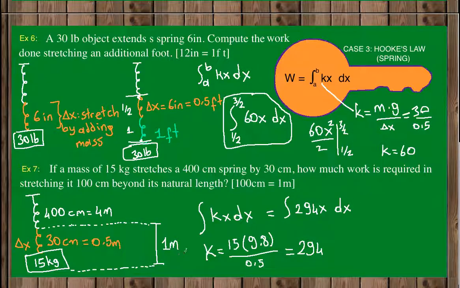And our limits of integral are from the natural length, which is 0, and we want to extend it 1 meter. So 0 to 1. So this is our integral setup for the work. And the unit will be joules or newton meters. Let's see another example.